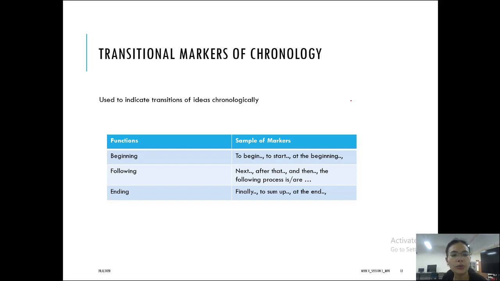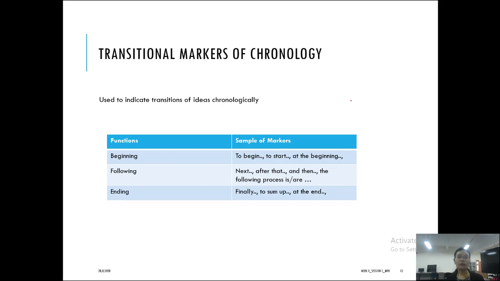And then we continue with the following function of transitional markers. You can use next, after that, and then the following. So we already have after that. The next process is something like that. There are plenty of other examples. And the last one, for the function of ending, you can use finally, to sum up, at the end, at the final, something like that. Those are what we call transitional markers.